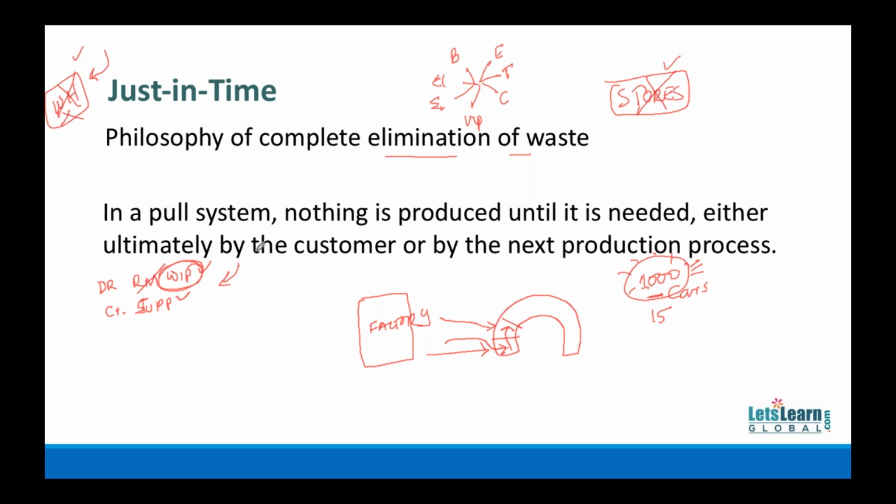That's the reason why the accounting system used in the just in time system is called the back flush costing system. Back flush costing system. Okay, right. Now the accounting system which we use in JIT is a back flush costing system.